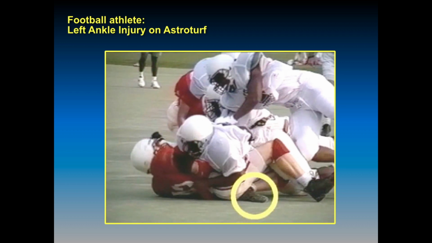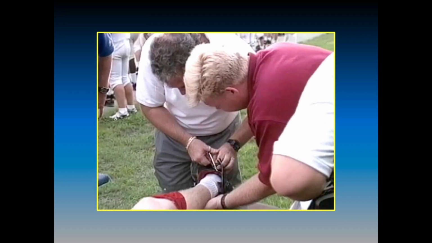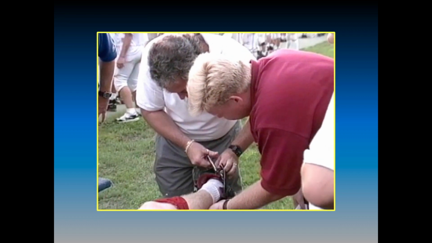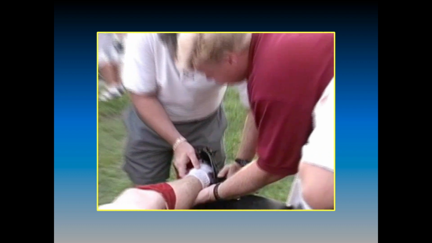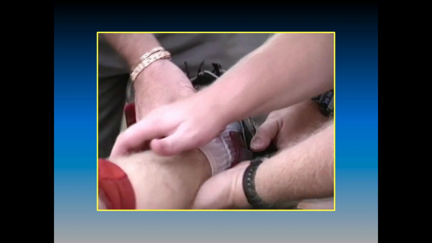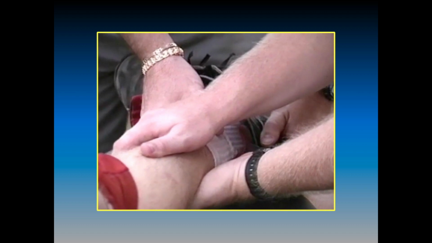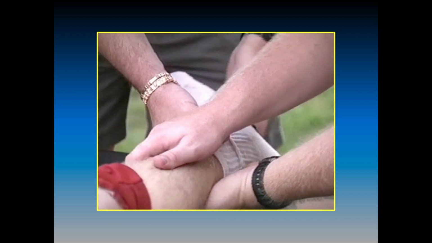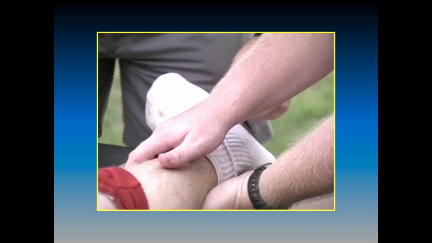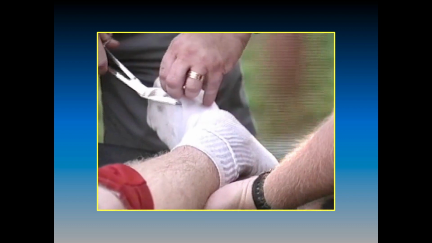You don't know, so get them off the field with their shoe on, gently take the shoe off, have somebody stabilize them proximally, try not to hurt them. It's a little easier to get them off the field with the shoe on and then get them to a point where you can take their sock off and then examine them on the sideline.